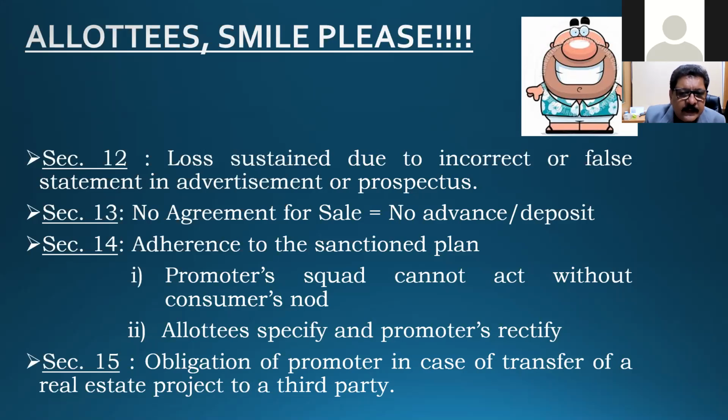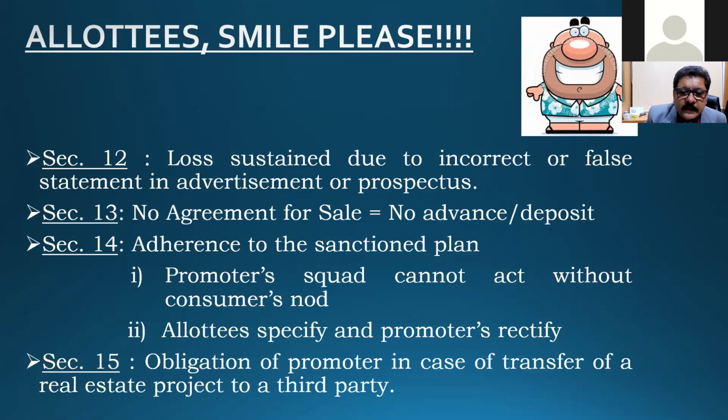Section 14, adherence to the sanction plan. The promoter cannot act without the consumer's nod. What is this? If the promoter wants to change the plan, he has to take the consent of the allottees, the home buyers. Arbitrarily or unilaterally, he cannot change the plan without taking the consent of the buyers. Allottees specify and promoters rectify.